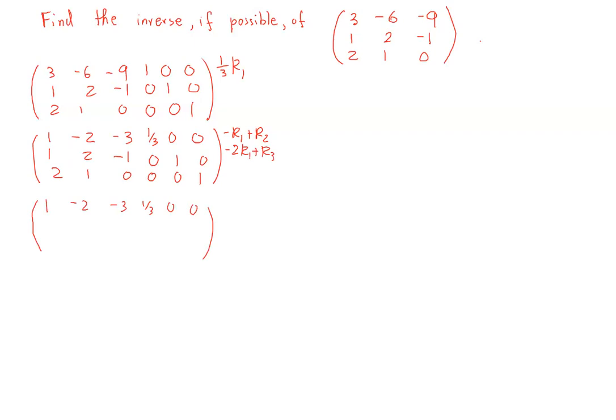So 0, 4, 2, negative 1/3, 1, 0, and then 0, 5, 6, minus 2/3, 0, 1. Okay, that's what we get.